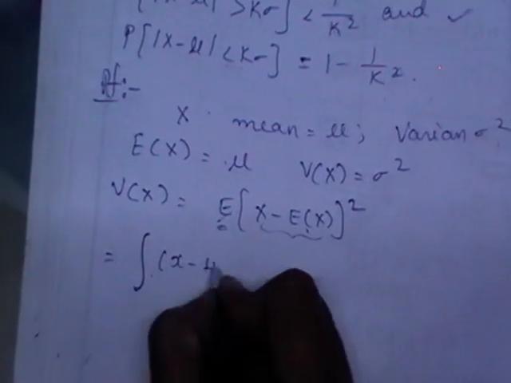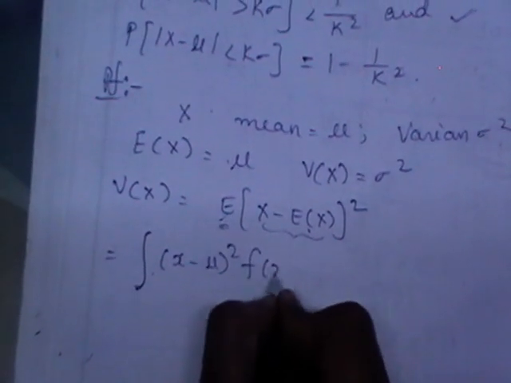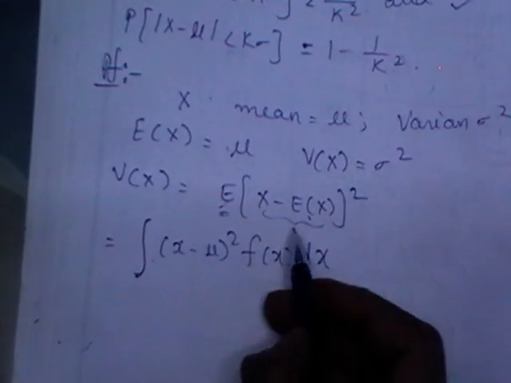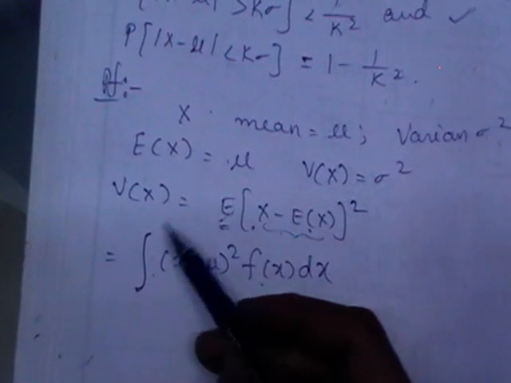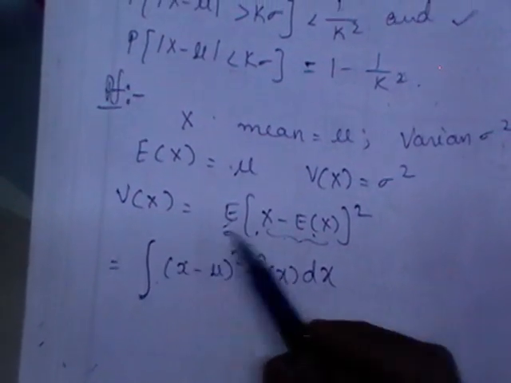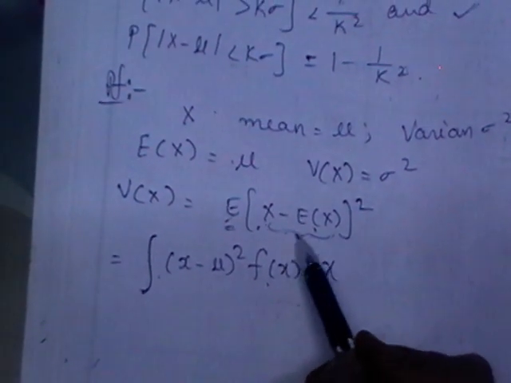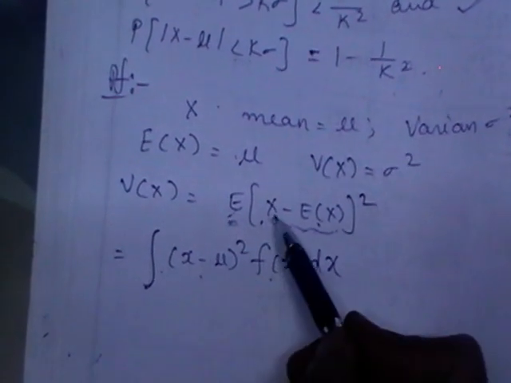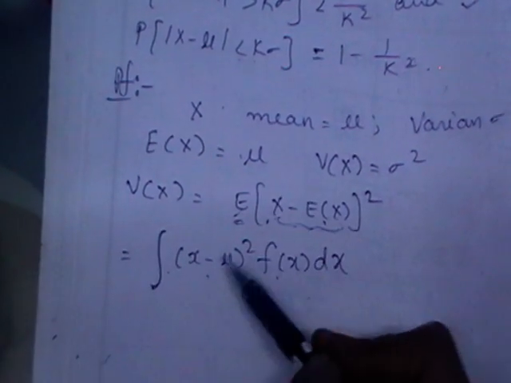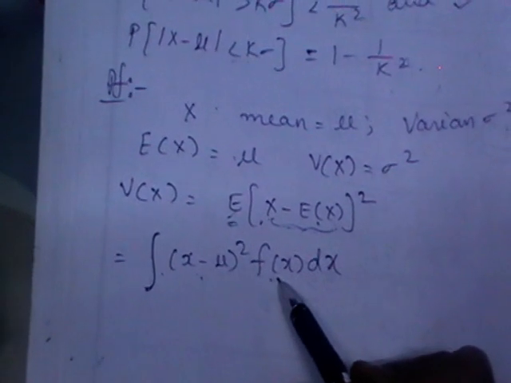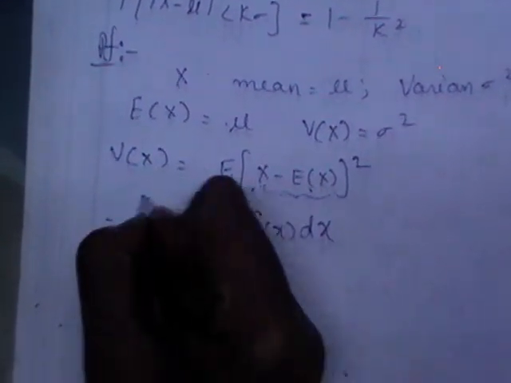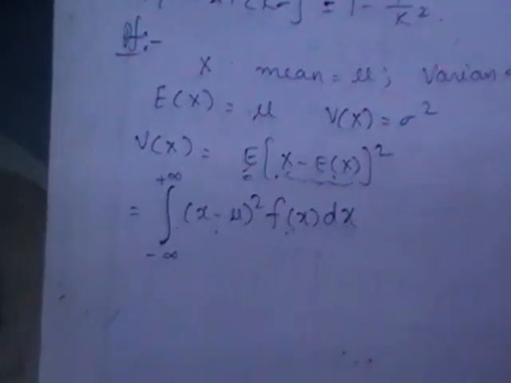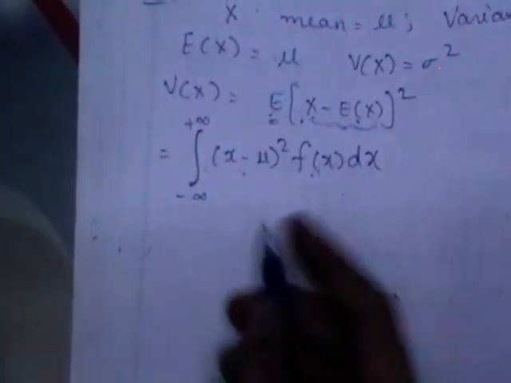What is E of x here? Mu. This is the formula for expectation. Expectation of any random variable starts with integral if it is continuous. Whatever is within the brackets, you should write the same. Here E of x is nothing but mu, so x minus mu whole square into its PDF f of x dx. Let us take the entire real number range. As the range is not given to you, I am considering the entire range.